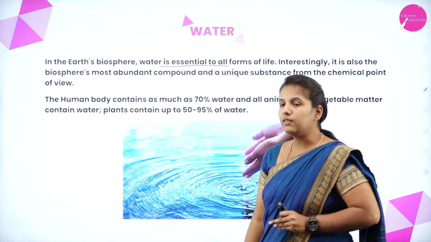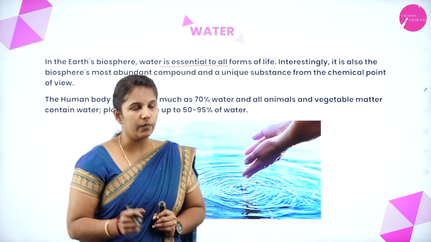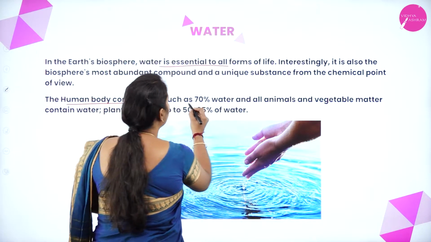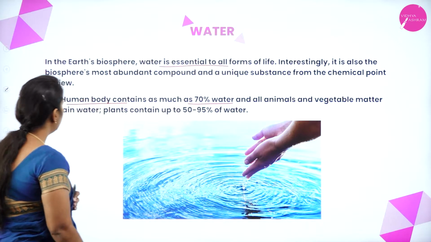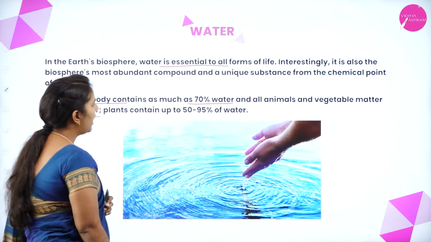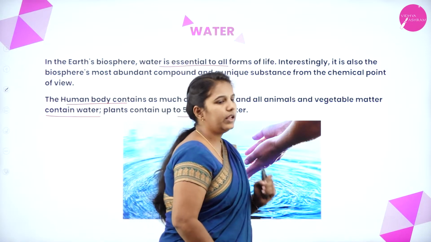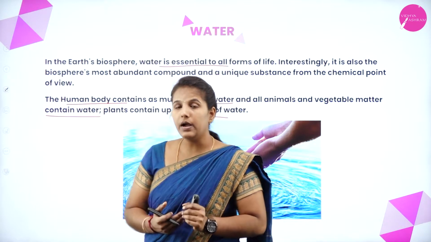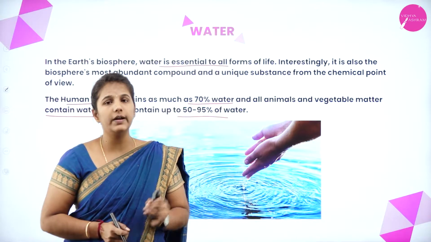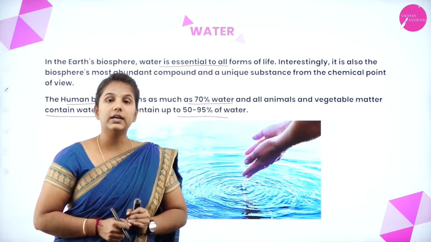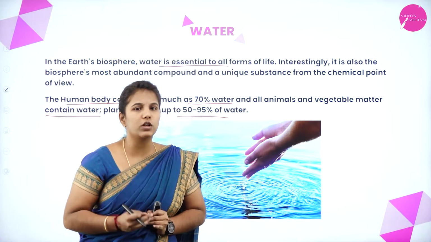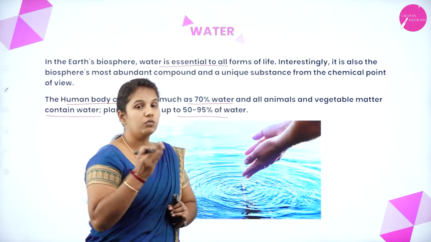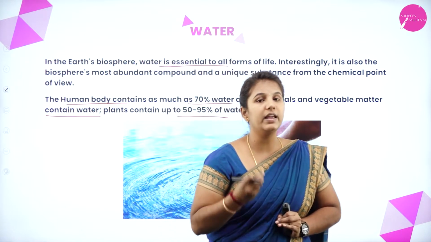And we know that water is also abundantly found in the Earth's biosphere. Is it right? Yes. The human body consists of 70% water, and all animal and vegetable matter consists of water. Plants consist of around 50 to 95% water. So remember, water is known as a universal solvent, but in the human body the water level is around 70%. In green plants, especially, 95% of the plant is water, which is involved in photosynthesis. So by this we can say that water is very much essential for all living organisms.